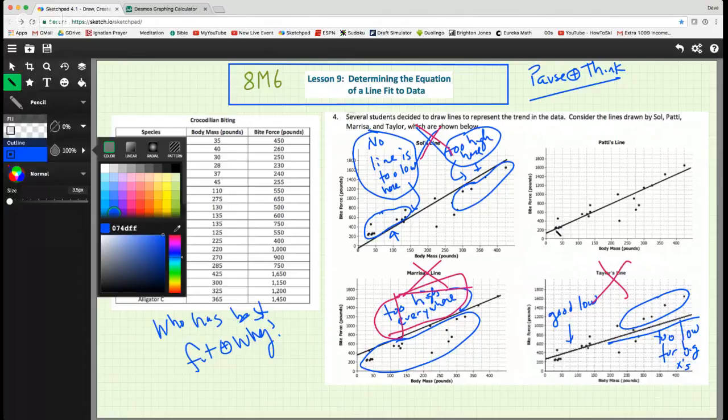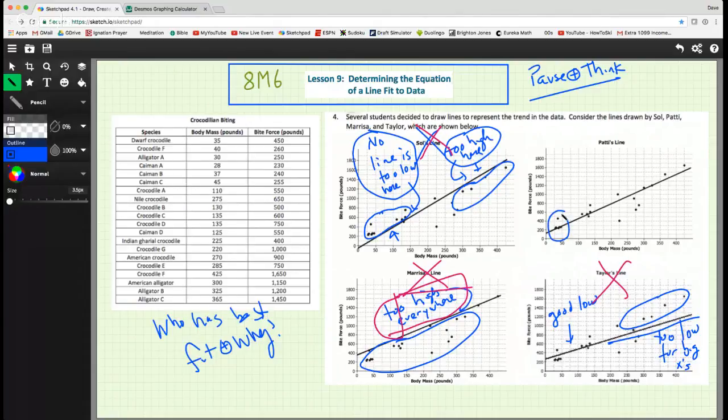Patty's line, on the other hand, looks like it kind of goes through the middle here, and up for these big values, she has some values up high and some values down low. So we think Patty, this is the good fit.